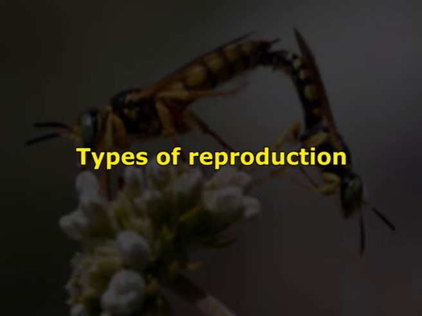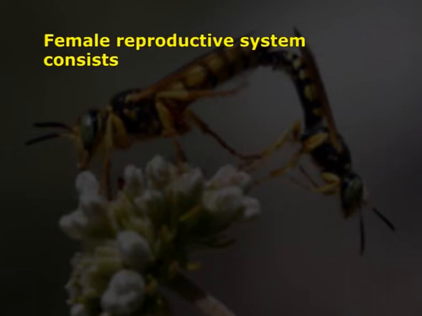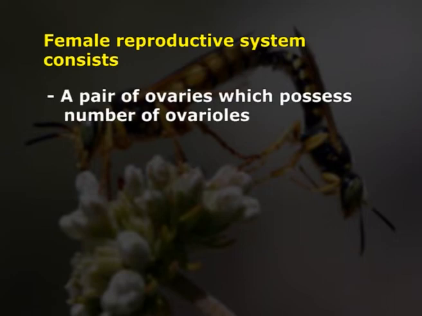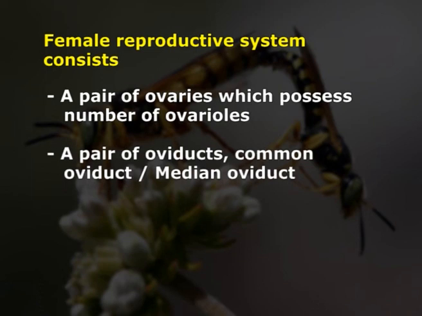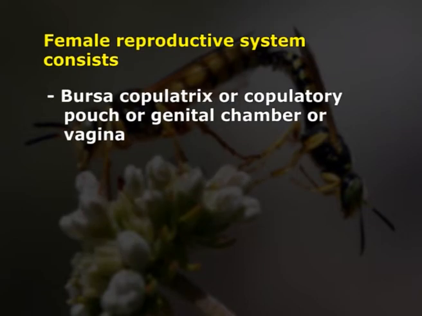The female reproductive system. Structure and modifications. The female reproductive system consists of a pair of ovaries which possess a number of ovarioles, a pair of oviducts, common oviduct or median duct, spermatheca, a pair of accessory glands, and bursa copulatrix or copulatory pouch or genital chamber or vagina.